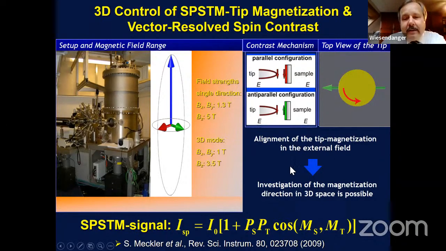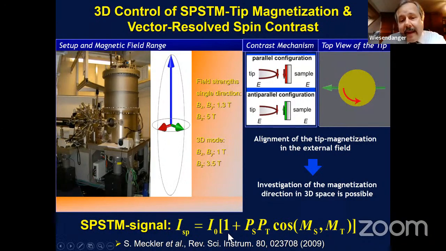Why is this so important? I said that we know that the spin-polarized tunneling current scales with the cosine of the angle between the magnetization orientation in your sample and on your tip. That means that you measure the projection of the local surface magnetization onto the quantization axis, which is given by the spin orientation of your probe tip. Meaning that if you can control the spin orientation in three-dimensional space, you can map out any component of your surface magnetization, or on the atomic scale, any component of the magnetic moment of your system.